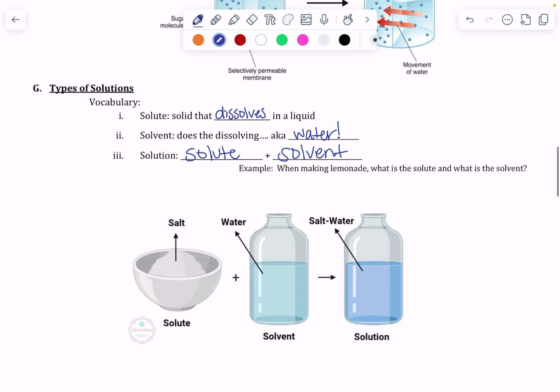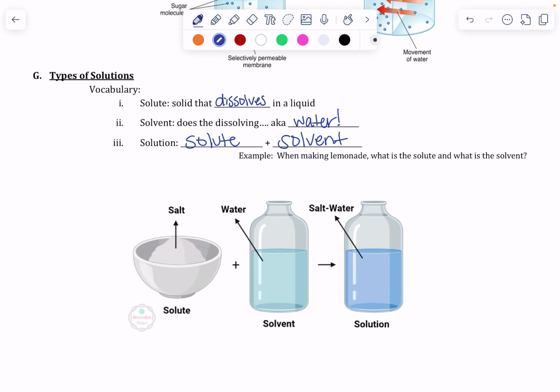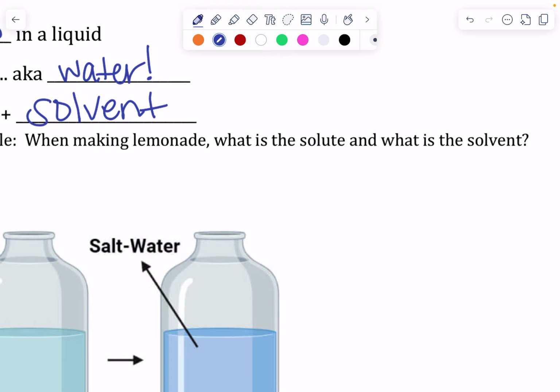So a solute plus a solvent makes a solution. All right. When making lemonade, what is the solute and what is the solvent? We're talking about the lemonade you make from the store-bought powder, like pink lemonade. How would you make that? Based on the vocab words here, what is the solute and what is the solvent? Go ahead and write them right here, please. Is it going to be the powder, the water, or the lemonade mixture itself?